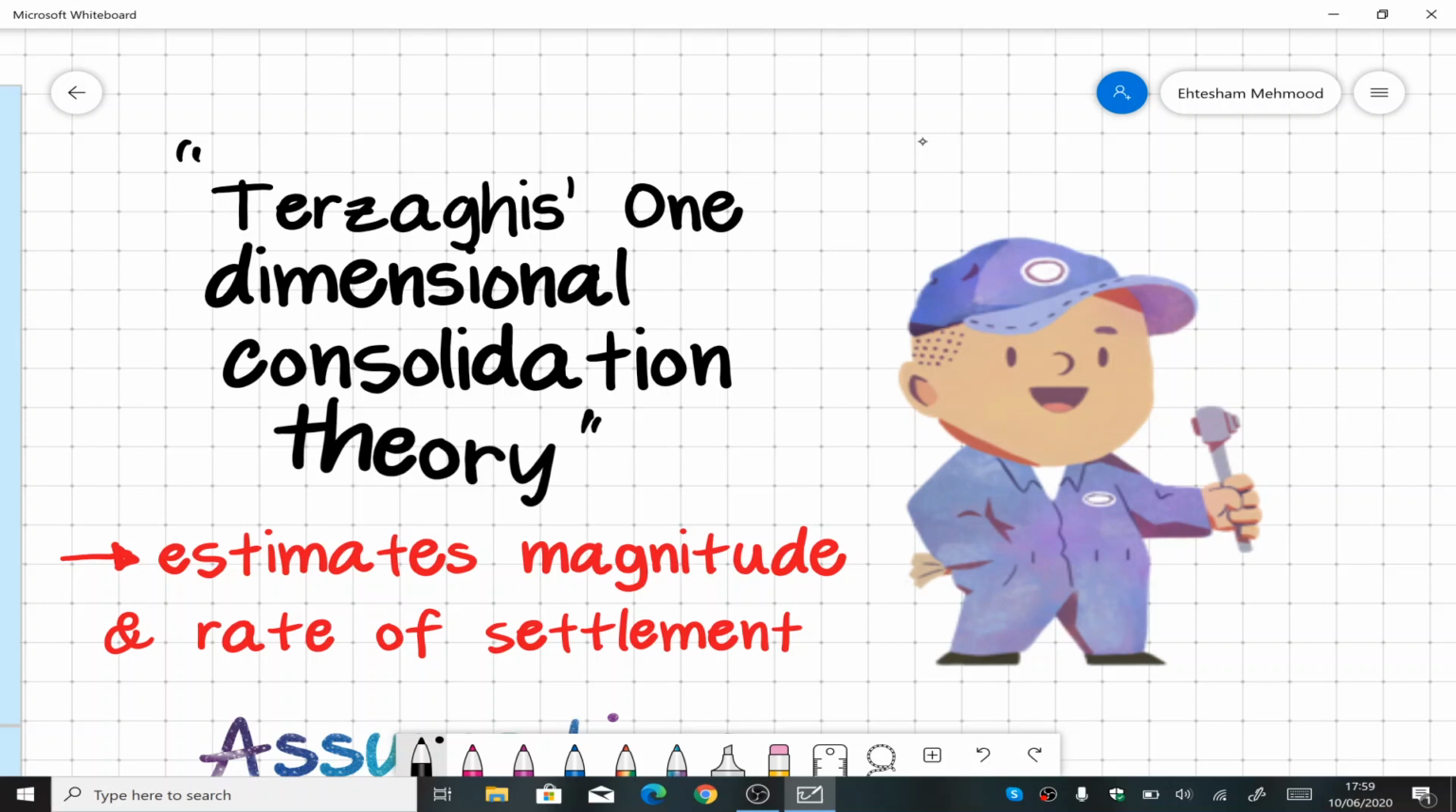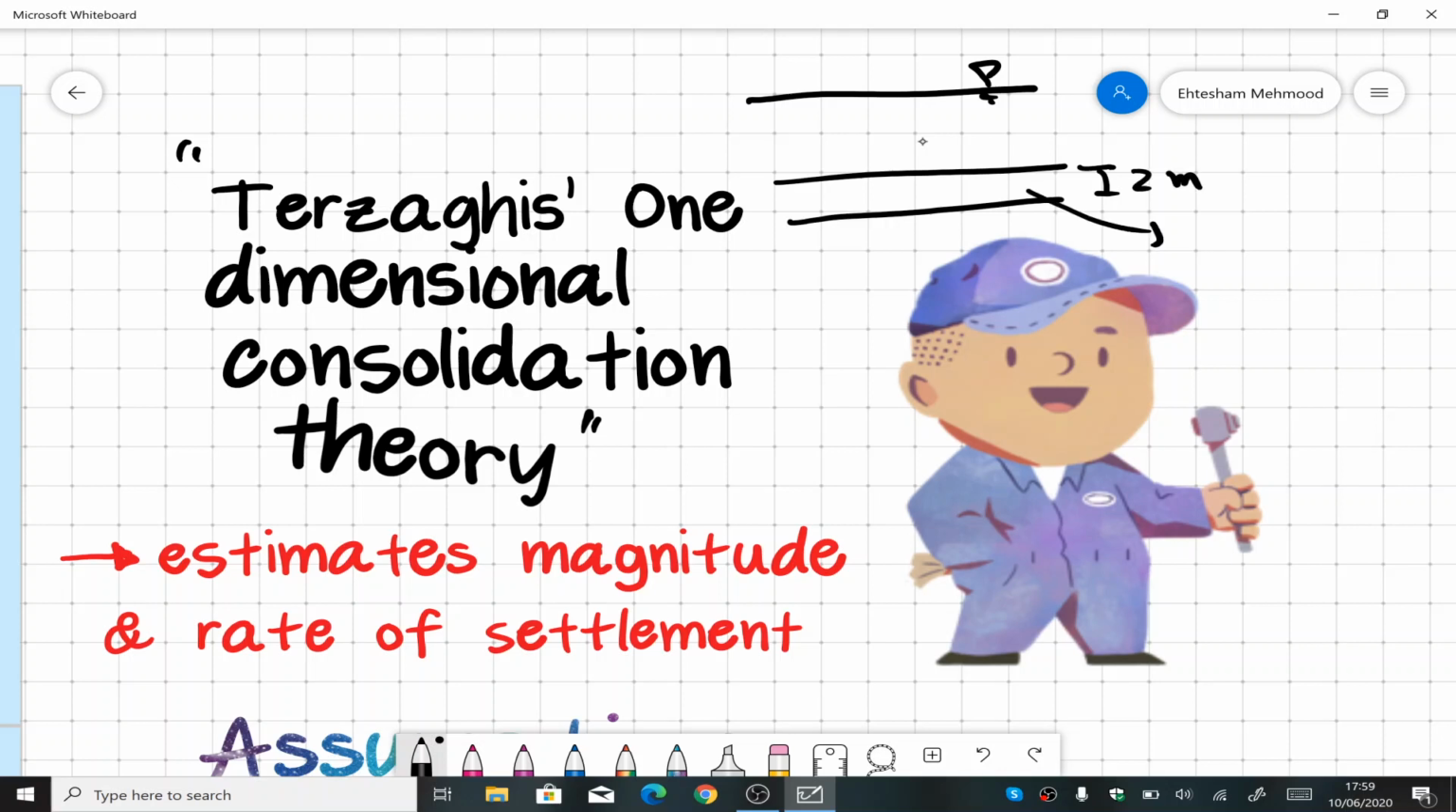So if I draw a ground surface here, and let's say above is all sand, and here we have this clay layer with a thickness of maybe 2 meters. So this is clay here, and this is sand. Once we construct a big building here, a big warehouse, due to the load coming from that warehouse on top of the clay, Terzaghi's consolidation theory estimates how much settlement would happen.